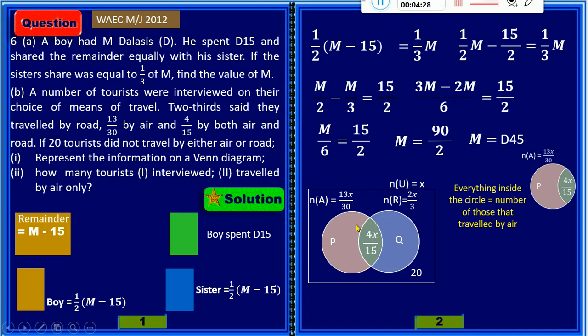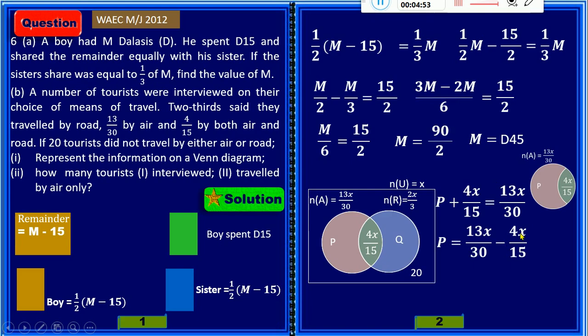So now, separating the circle for those that travel by air, we have 13x/30. Everything inside this circle represents the number of those who travel by air. So we are going to add everything and equate it to this. So P plus 4x/15 is equal to 13x/30. We simplify that.